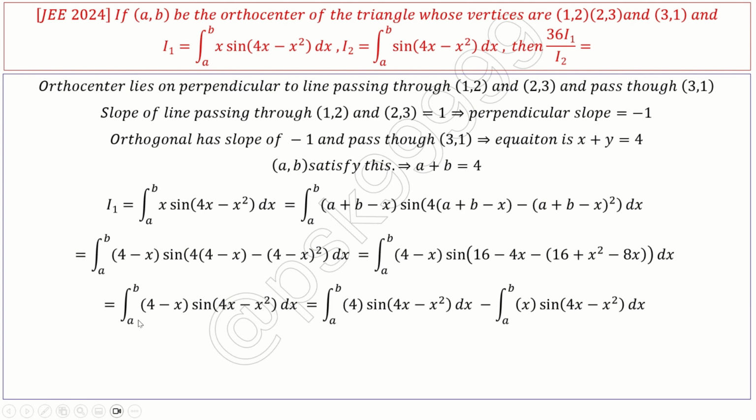Okay. Now, if I separate this 4 minus x into two integrals, this will become 4 times sine of 4x minus x squared dx and integral of x times sine of 4x minus x squared dx. Now, if you look at here, this is nothing but 4 times I1, 4 times I2, sorry. This is 4 times I2. So, my I1, this is I1. I1 is 4 times I2 minus I1, correct? I1 is 4 times I2 minus I1, which means 2I1 is 4I2, I1 by I2 is 2, 36 times I1 by I2 is 72. That's the answer. Okay, hope you understand this. Next.